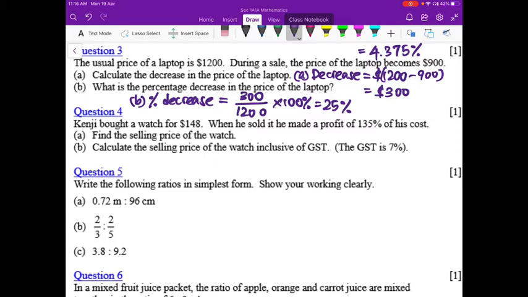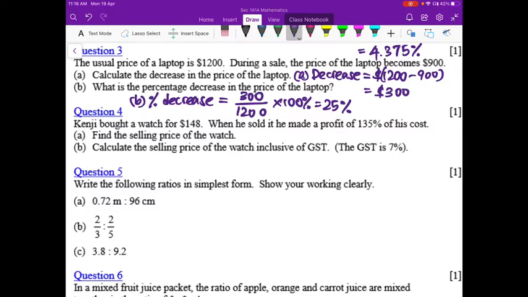If the profit is 135% and the original is 100%, then the selling price will be how many percent? Original 100%, profit extra 135%. Total how many percent? 235%. 235% of what? You know, I keep asking you percent of what? Of the 148, of the original. It's always of the original.